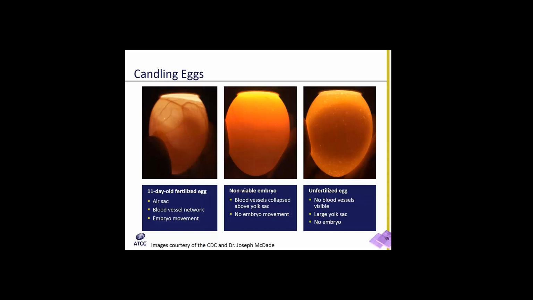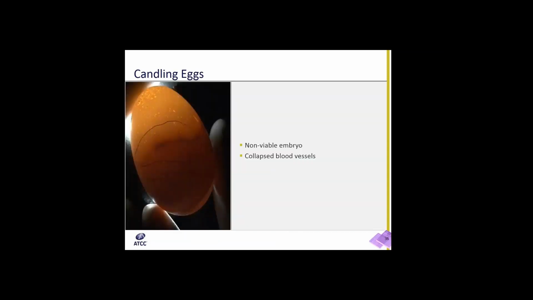In the middle is a non-viable embryo. You can see some collapsed blood vessels above the yolk sac, and there's no embryo movement. On the far right, there's an unfertilized egg. There's no blood vessel network visible. There's a large yolk sac, and there's no embryo. Here's another photograph of a non-viable embryo. Notice the collapsed blood vessels circled in the middle.